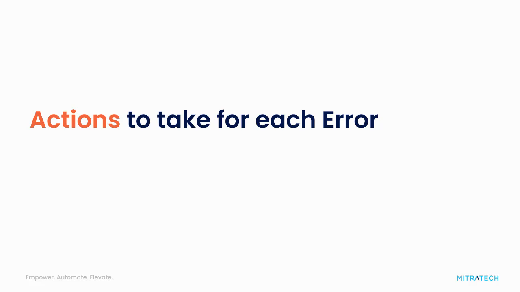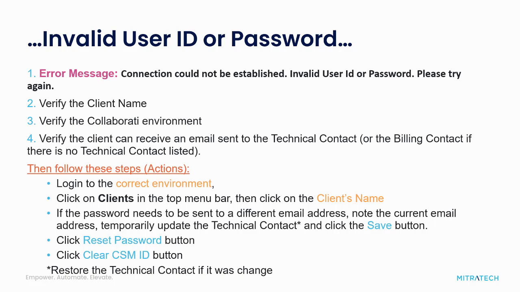Now we'll review in depth the actions to take for each error. First, for this error message, connection could not be established, invalid user ID or password, please try again. Make sure to verify the client name, verify the Collaborati environment, verify the client can receive an email sent to the technical contact or billing contact.